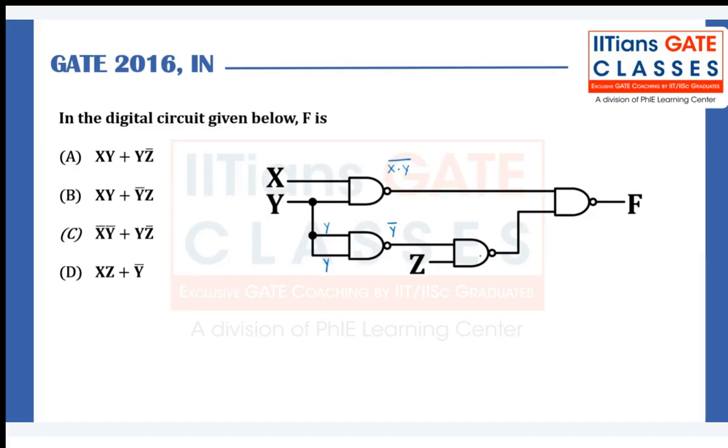Next, this is going to be your NAND gate, right? NAND gate means (A dot B) bar. A is already the earlier output, right? B is Z bar.